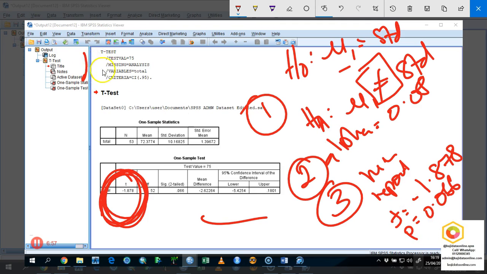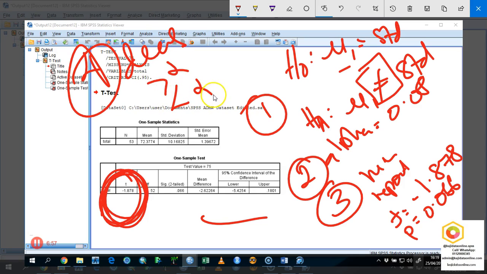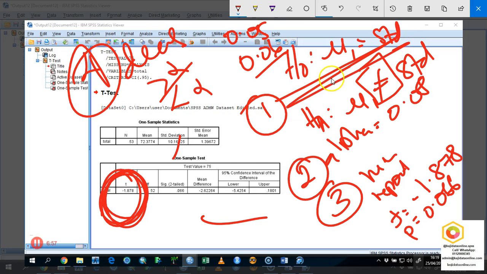Oleh itu, kita pergi kepada step nombor 4, decision. Awak nak buat apa? More than ataupun less than alpha? Alpha awak 0.05, yang kita punya 0.066. Less than or more than? More than jadi reject or fail to reject? Less than reject. More than fail to reject. So this one is more than kan? Jadi you fail to reject the null.